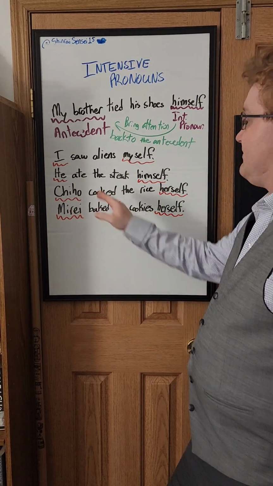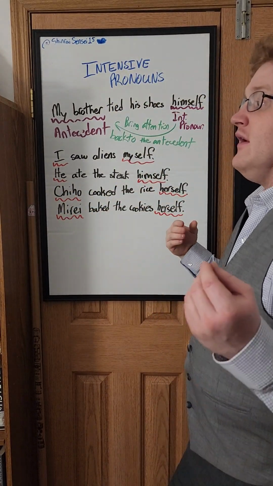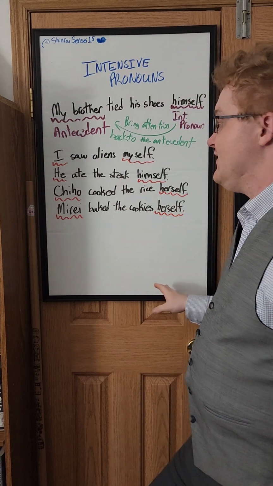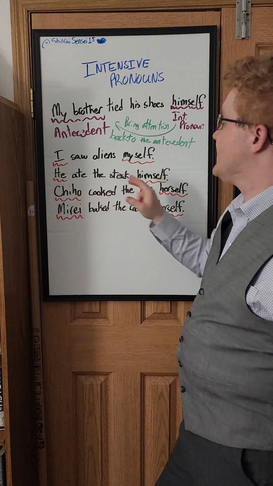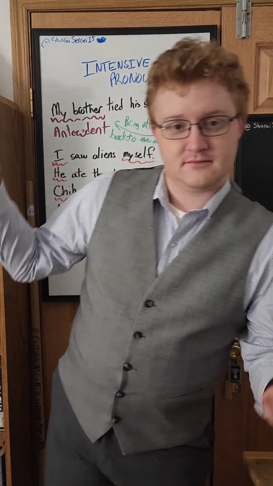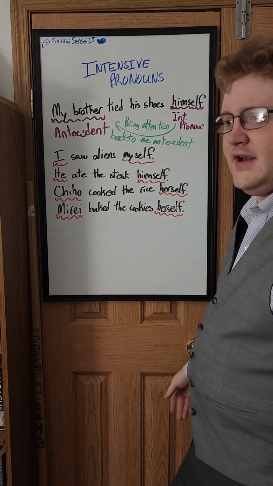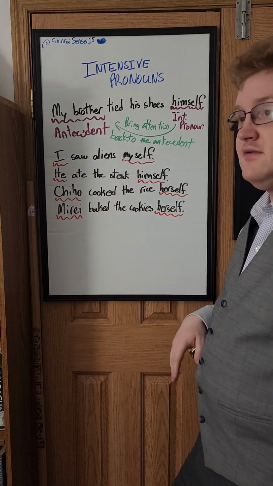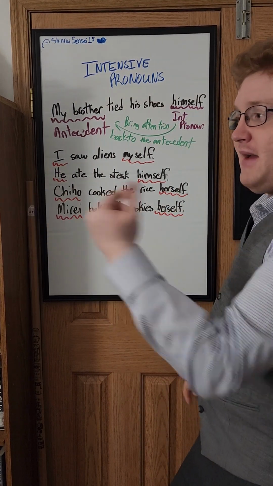Right? And so just imagine in these sentences that you've got someone saying who, or what if you're talking about an it, and then you say he did it. So if I say he ate the steak himself, imagine that somebody else is standing on the other side saying, who did? He did, right? Chiho cooked the rice herself, right? Who did? Chiho did. Mirei baked the cookies herself. Who did? Mirei did.